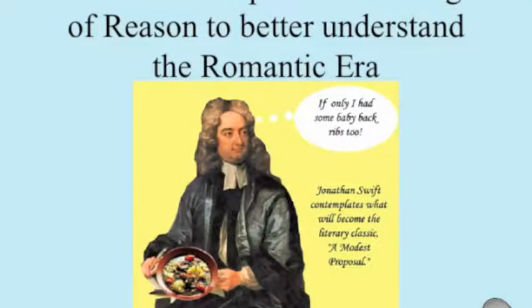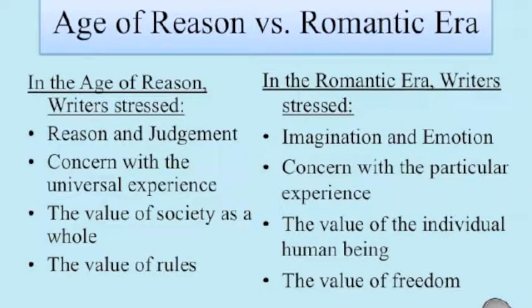However, to understand this era better, we need to look back to the Age of Reason. Here we can see the two main blocks. In the Age of Reason, the writers were mainly focused on reason and judgment. They were really concerned with the universal experience. They gave great value to society as a whole, and they valued the rules.